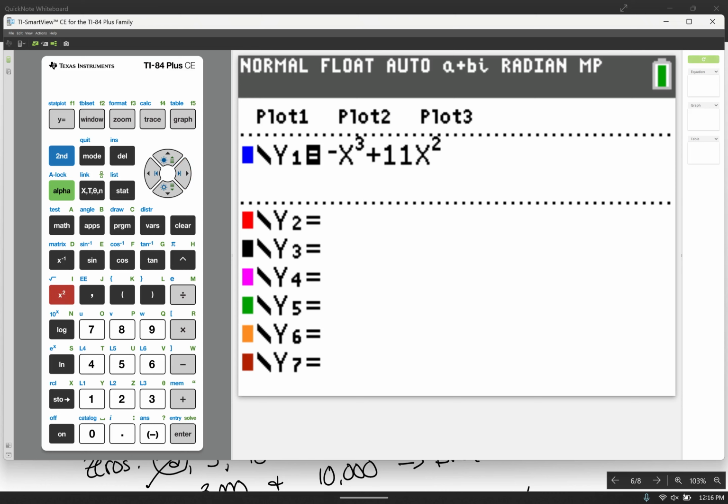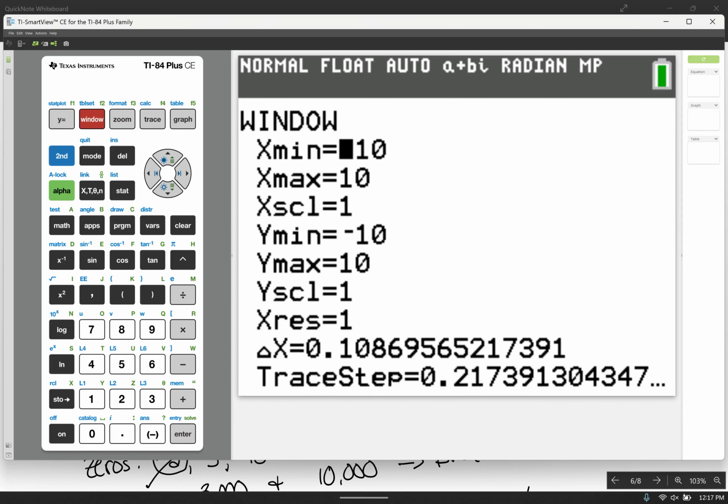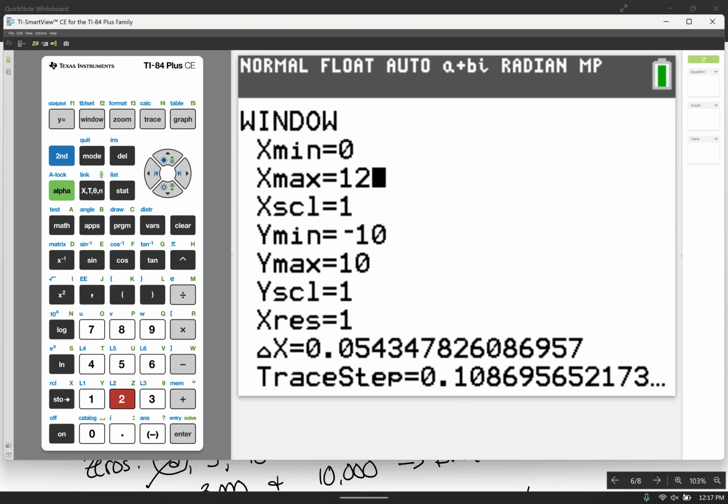So it doesn't matter. I'm just going to go ahead and put in my standard form, but you can put in the factored form if you want to. All right, and we're going to have to change our window here. So let's have our x's go from 0 to, let's go 12. And let's have our y's go from like -5 all the way up to 200.